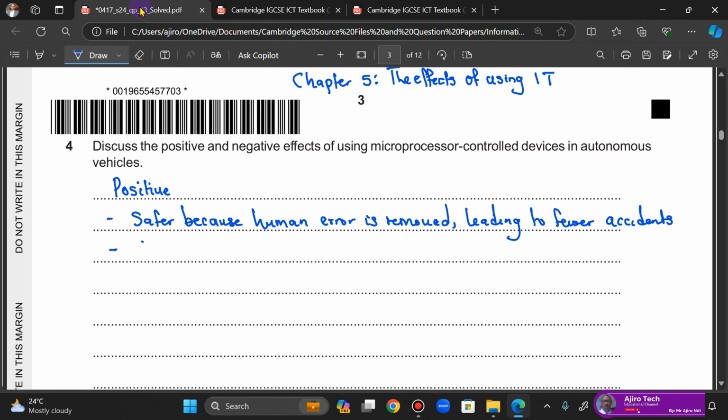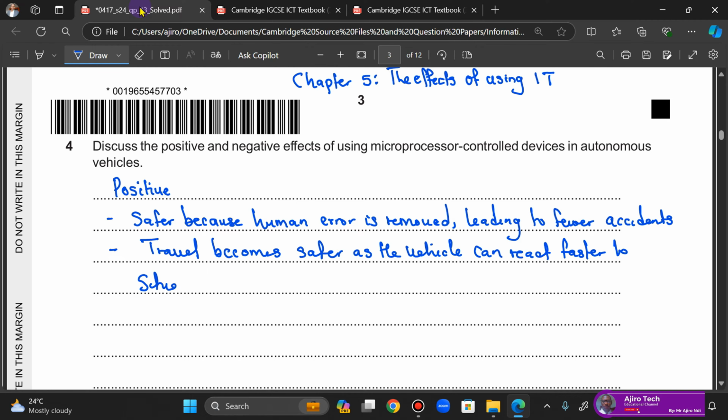So the travel becomes safer, as the vehicle can react faster to situations. Okay.